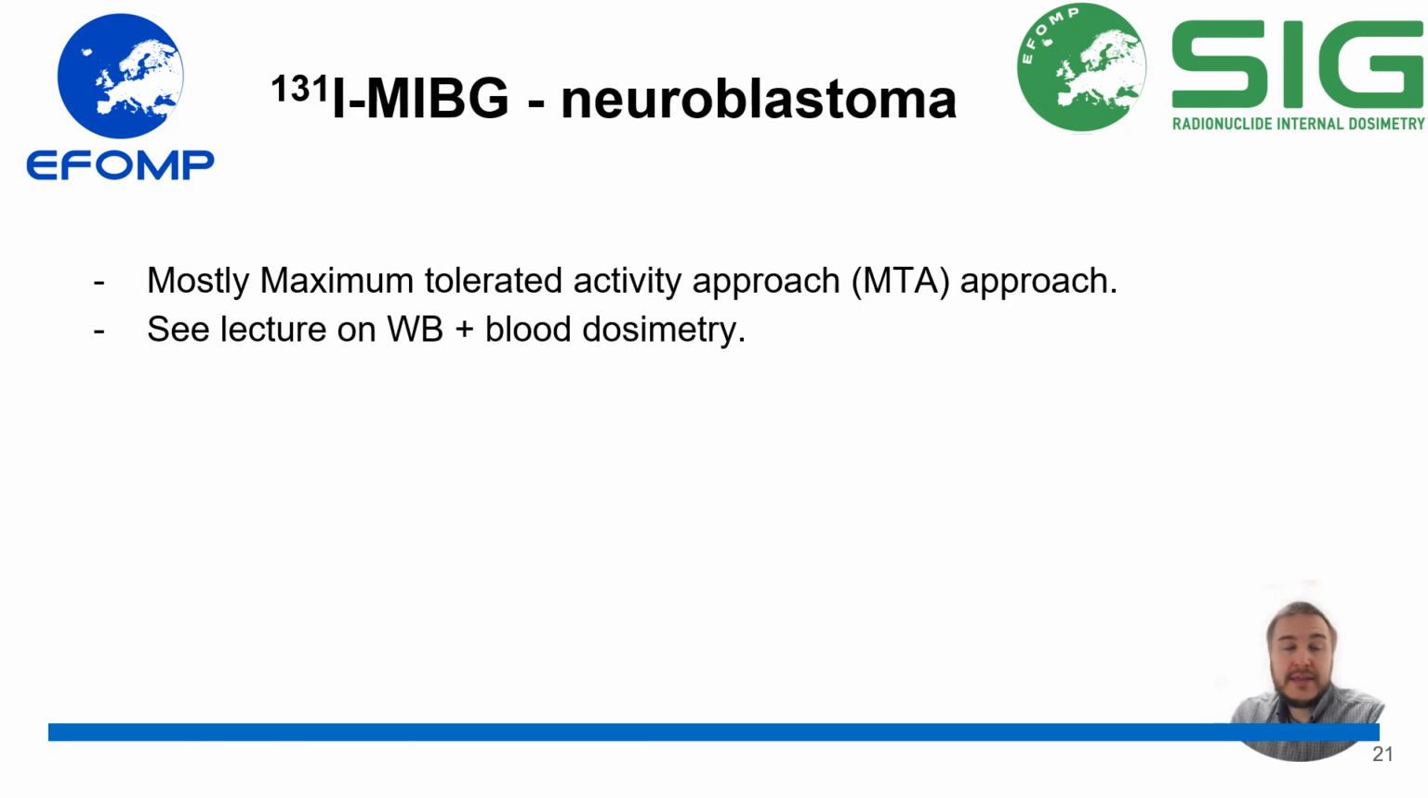Then, like I said earlier, there are other therapies where we have used dosimetry before, mostly I-131 MIBG, and if you look into my lecture on whole body and blood dosimetry, I've talked a lot about that. All of that is mostly about the MTA approach, where we're treating to a whole body absorbed dose, normally of 2+2 gray. So look into the other lectures, and hopefully you're going to find everything there.